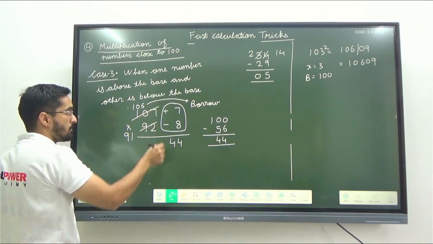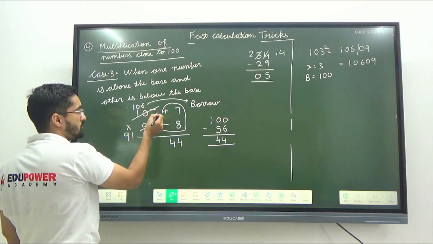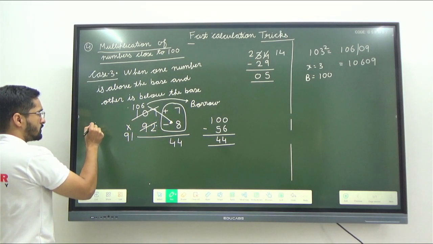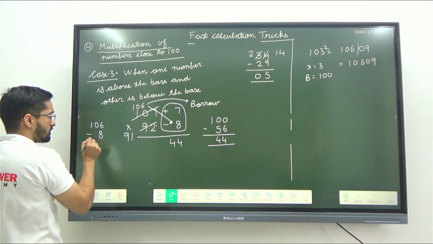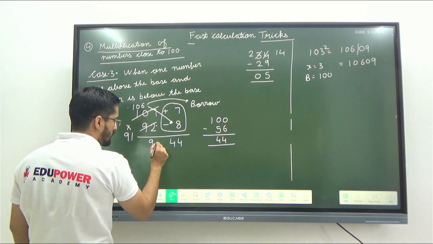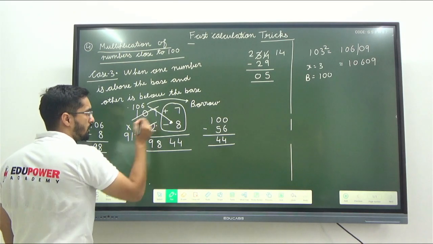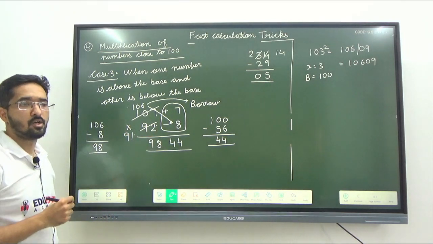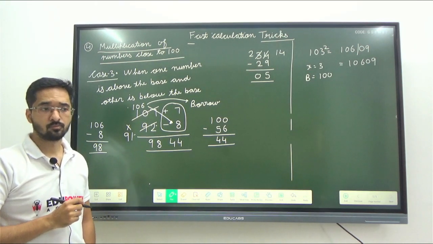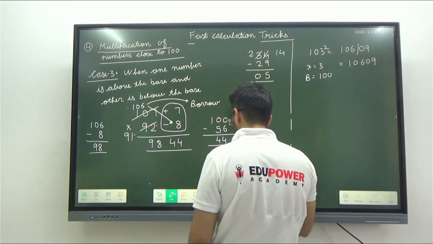Now what do we do? 106 minus 8, this is basically 98. So, the answer is 9844, or we can also do it this way, 91 plus 7, that is 98, so 9844. I hope you are able to grasp this well. Now, we will solve some questions based on it.